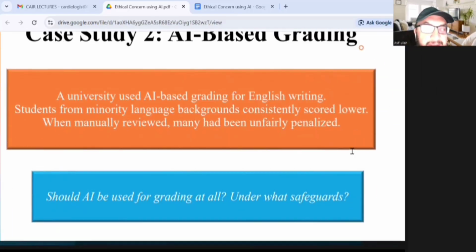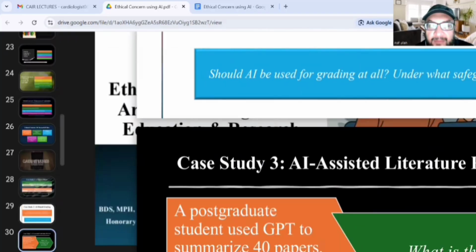Case study 2 is AI-based grading. A university used AI-based grading for English writing. Students from minority language backgrounds consistently scored lower. When manually reviewed, many had been unfairly penalized. Should AI be used for grading at all? Under what safeguards? Provision obviously, and a fair chance for everyone.